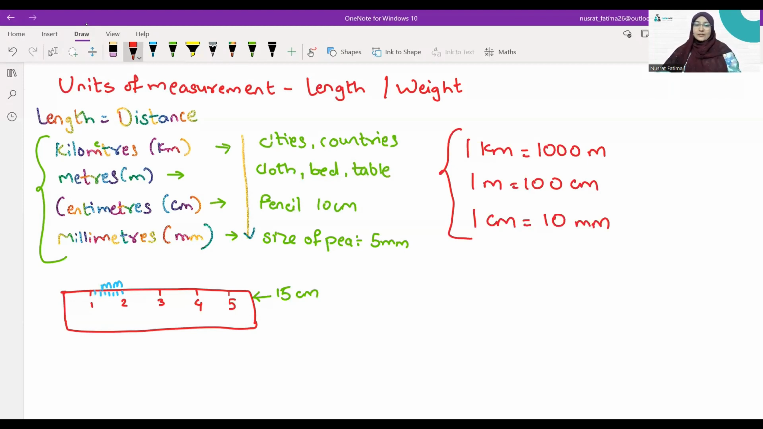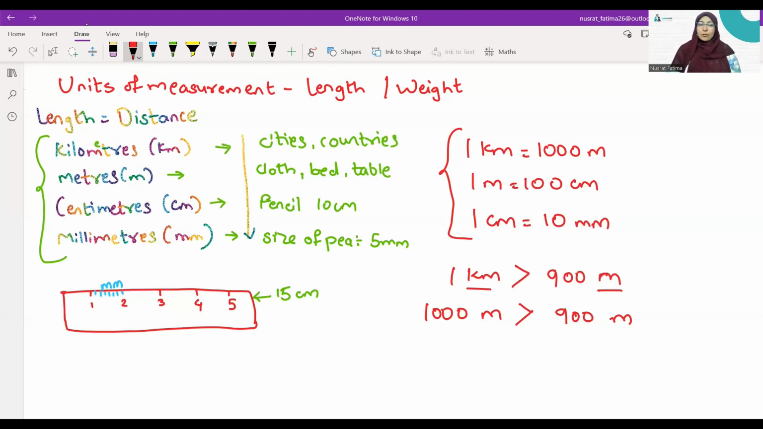Suppose I say, is a kilometer greater or is 900 meters greater? I know a kilometer is actually 1000 meters and here I have 900 meters. When you're comparing, make sure that both the things that you're having should be of the same unit, either meters or kilometers or centimeters. Now I have 1000 meter and 900 meter. As I know 1000 is greater than 900 meters, that means 1 kilometer is greater than 900 meter. So this is all about length.